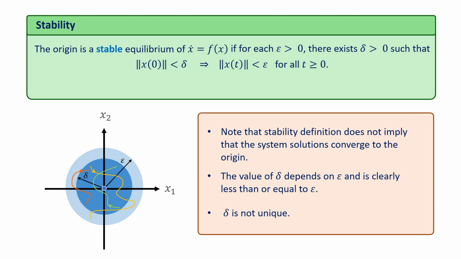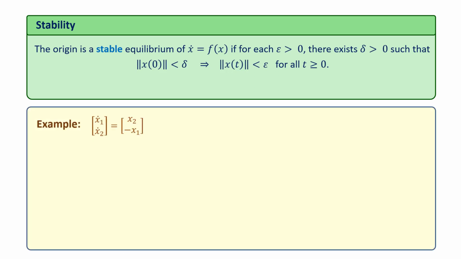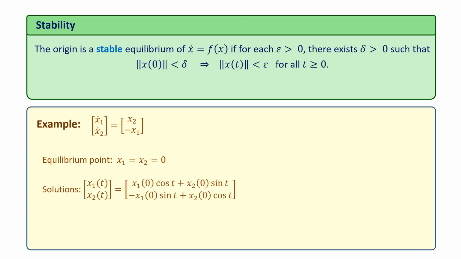As an example, consider a harmonic oscillator with a state model represented as x1 dot equals x2 and x2 dot equals minus x1. The equilibrium point of this system is x1 equals x2 equals 0, and the solutions starting from the initial conditions x1 of 0 and x2 of 0 are x1 of t and x2 of t as shown here.